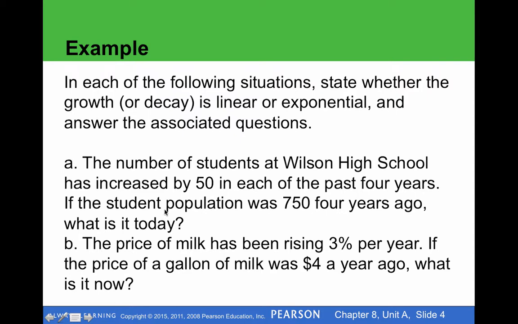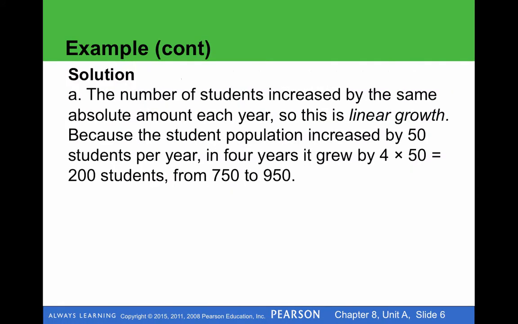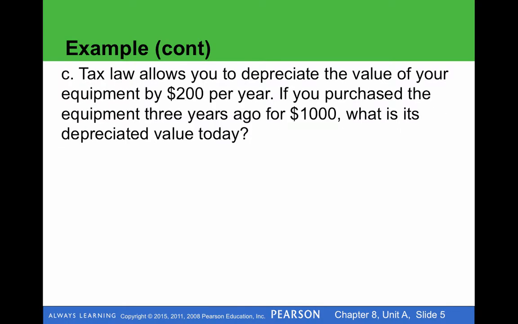We're going to go to the answer for A. The number of students at Wilson High School has increased by 50 in each of the past 4 years. If the student population was 750 four years ago, what is it today? Well, that is definitely linear growth, because it's an absolute amount, 50. Since it's grown 50 students for 4 years, we just take 4 times 50, that's the growth, 200 students, and then we add that to the 750 that we started with. This is very much a linear problem, so the population at that school is now 950.